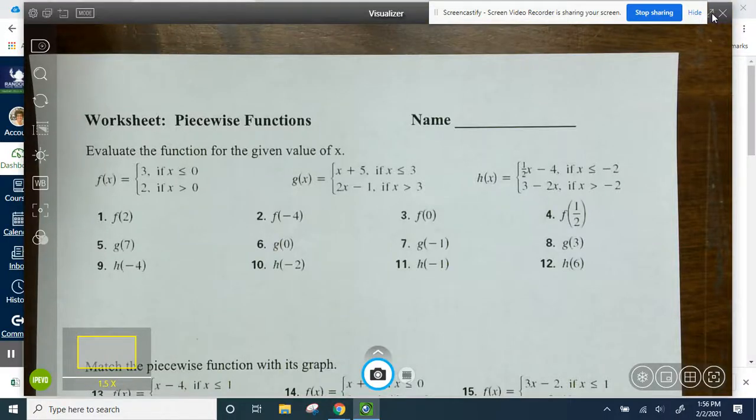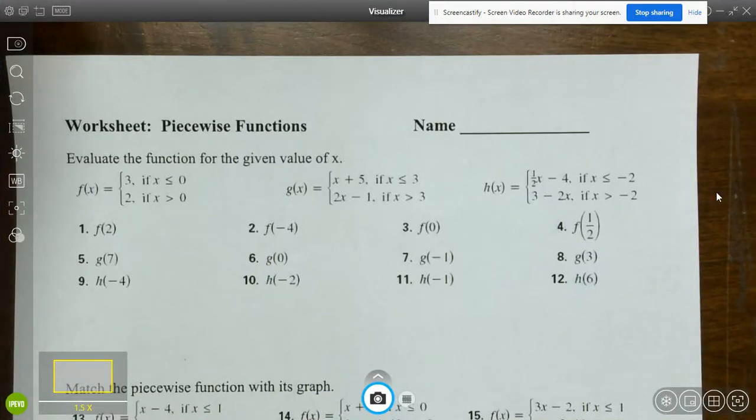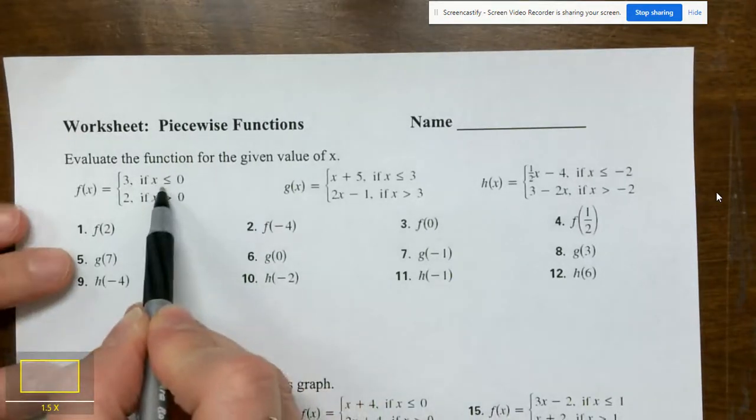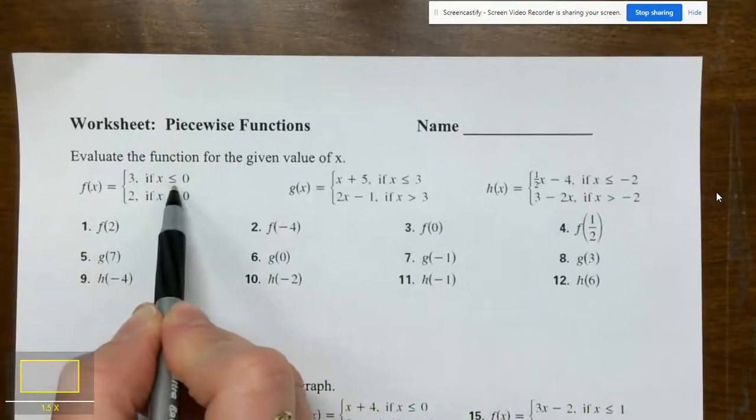Hi guys, in this video today we're going to learn how to evaluate a piecewise function. We learned how to graph the piecewise function, so you understand that it looks kind of like pieces put together on a graph. Now we're going to learn how to evaluate that. When you evaluate, you have to make sure you consider what your x values are.